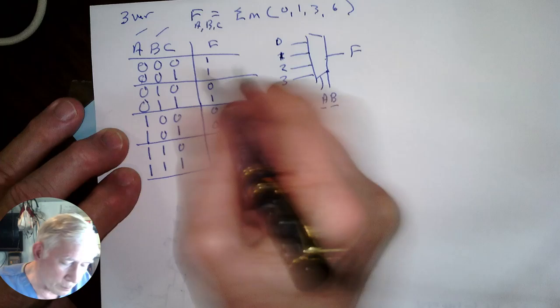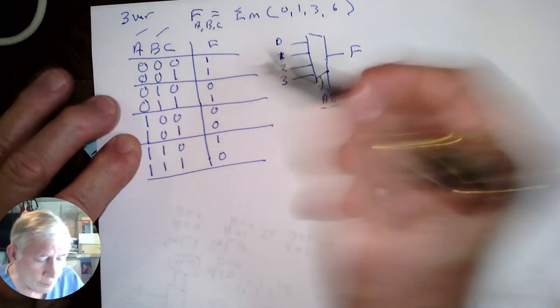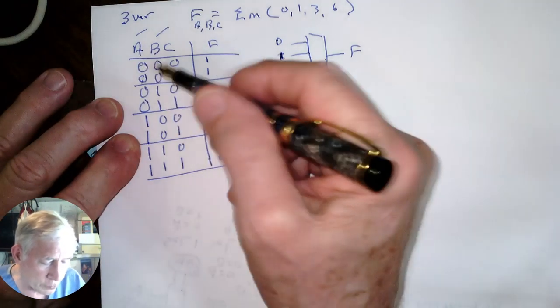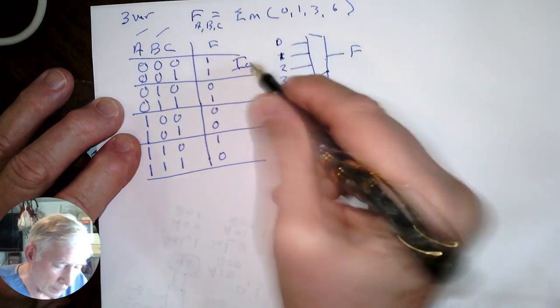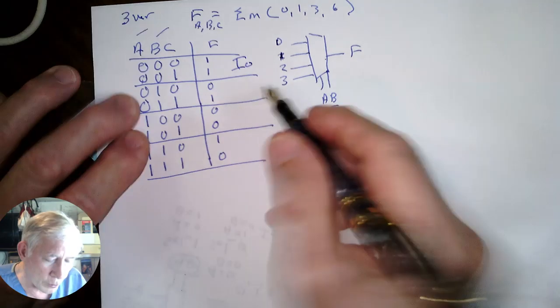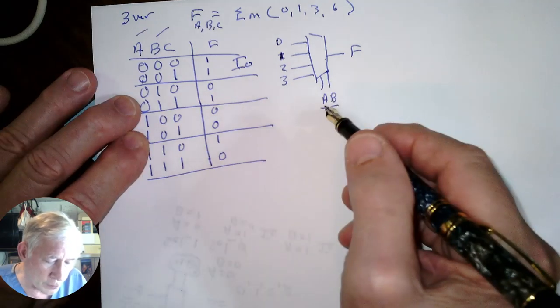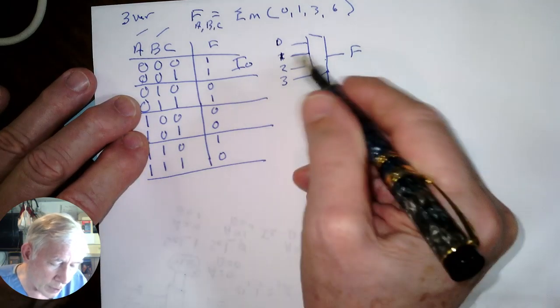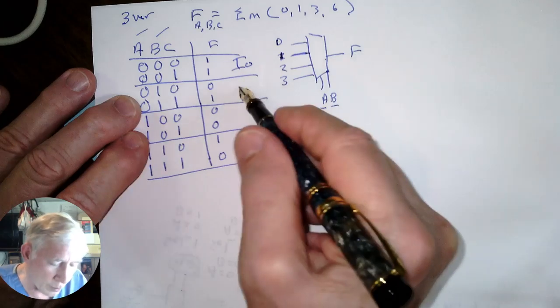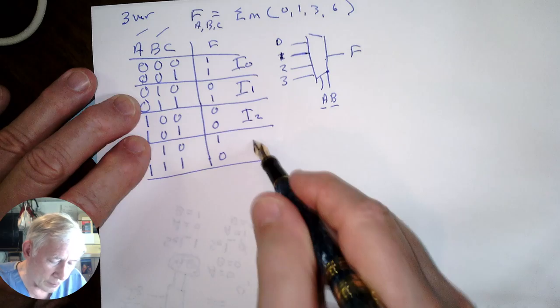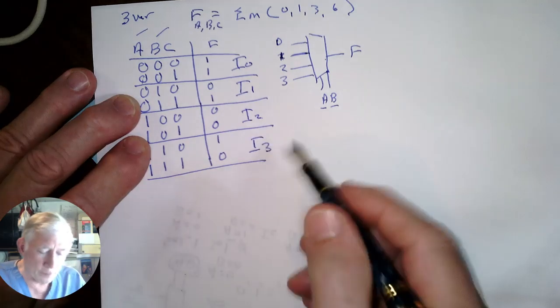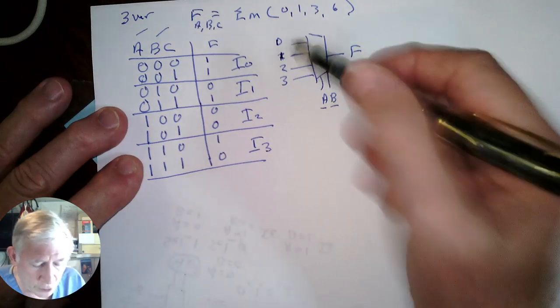And this first pair of rows, what input does A equals 0, B equals 0 for both of these rows select? Well, it selects I0. And this pair of rows, since A is 0 and B is 1, we're going to be connecting I1 to F. And here will be I2, and finally I3. Now, what can we put into these inputs to generate F?